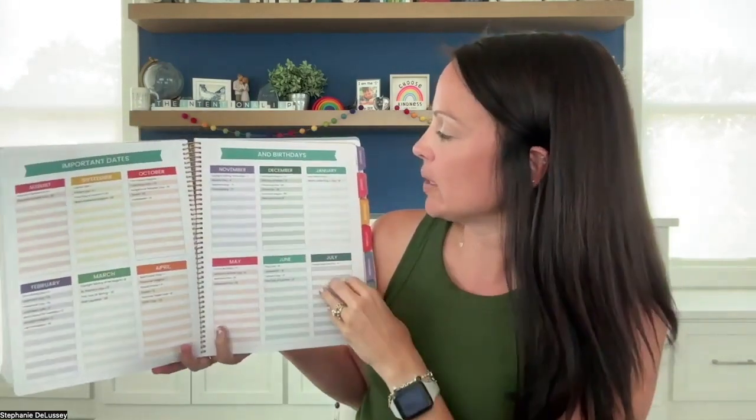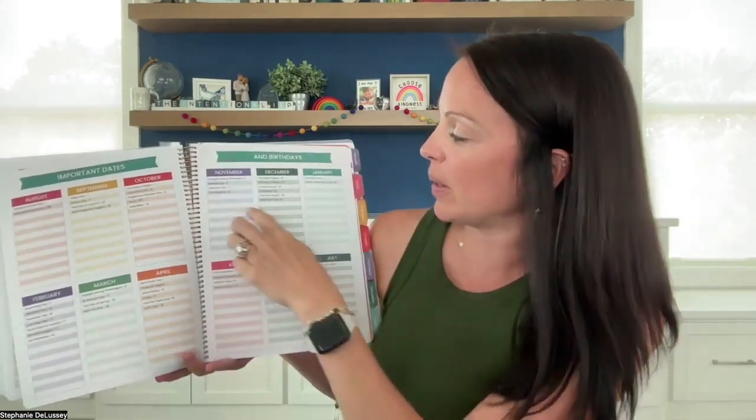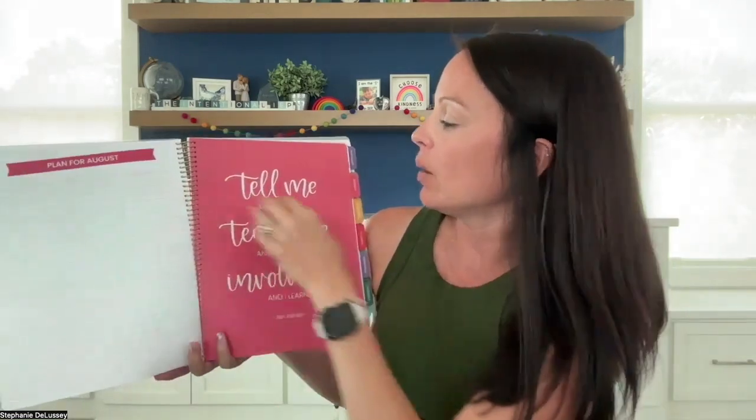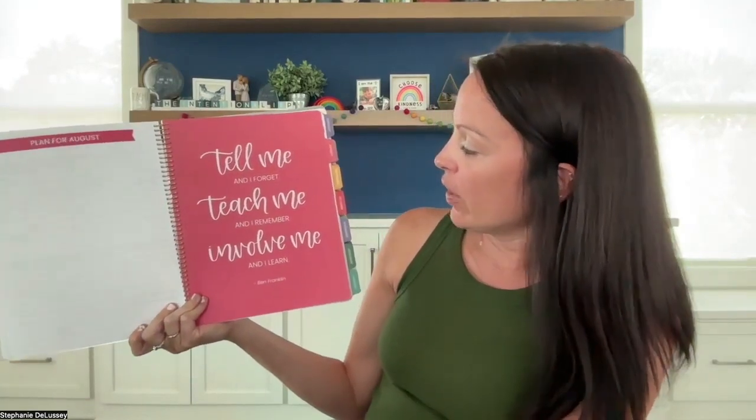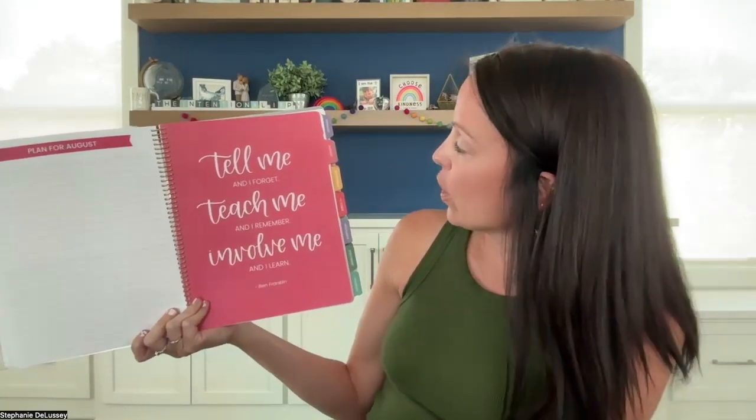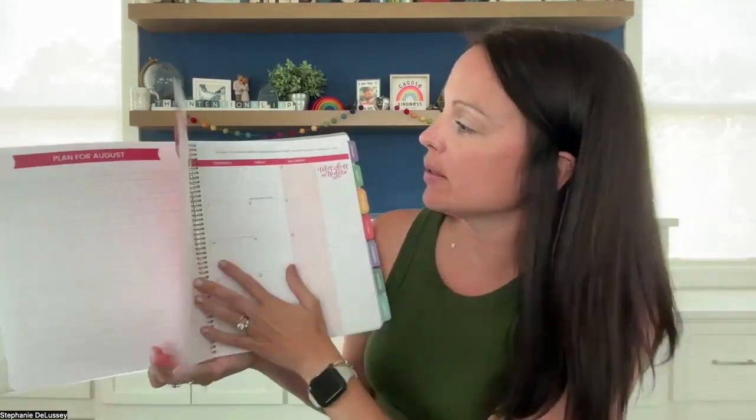And then you have important dates and birthdays. It has space to add birthdays. And then plan for August. So we're going to go into August. "Tell me and I forget, teach me and I remember, involve me and I learn." This planner starts in August. Here is the August layout.